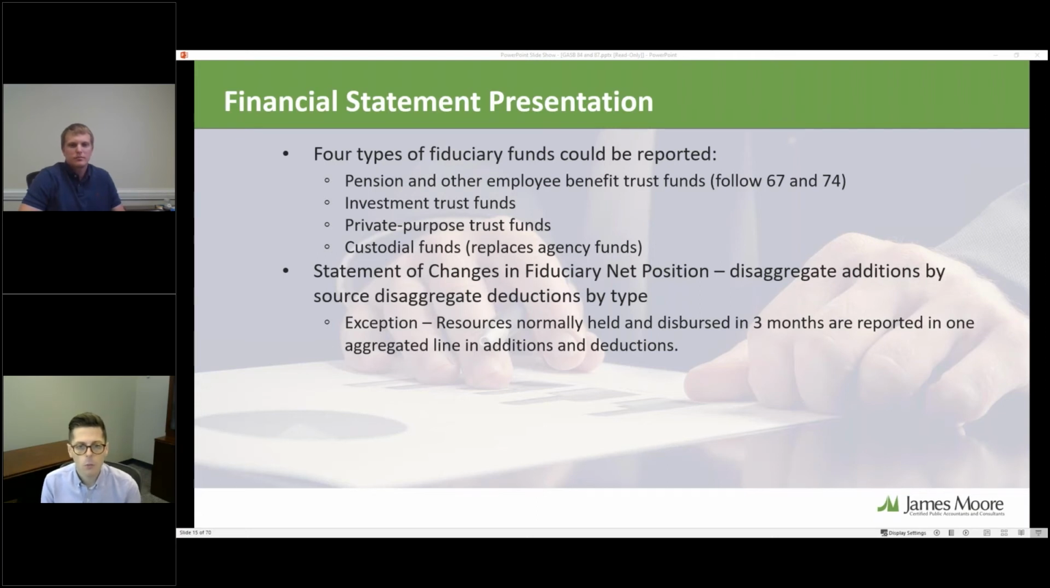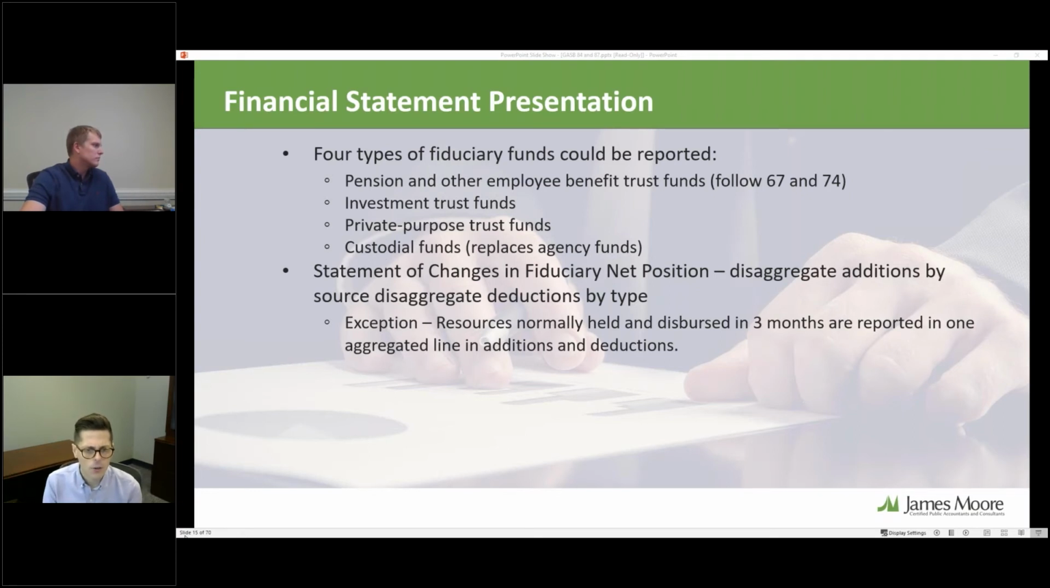If there are external portions of investment pools that are not held in a trust, but they meet the criteria of paragraph 11C1 of the standard, which explains that investment trust activity, they should be reported in separate external investment pool fund columns under the custodial fund classification. So I can show you that a little more when we look at a sample statement, where you would want to split that out into a separate fund column to show that activity as required by the standard.